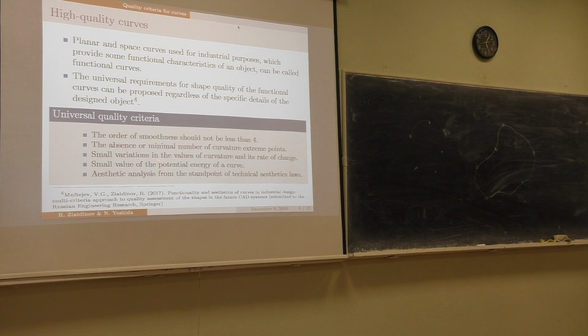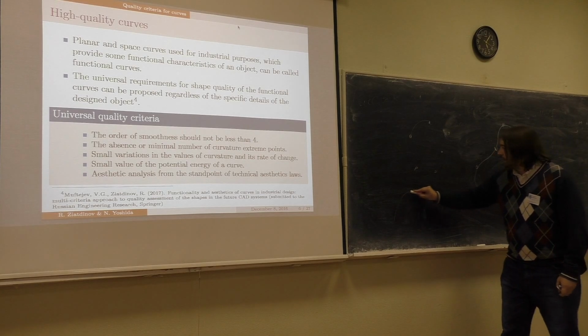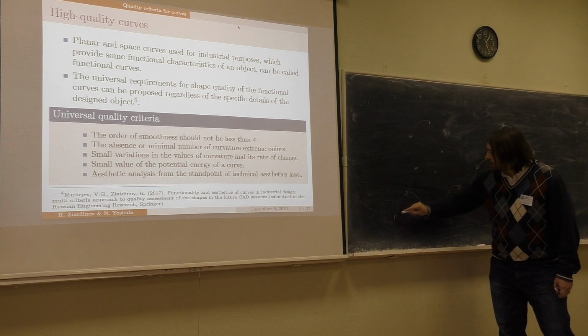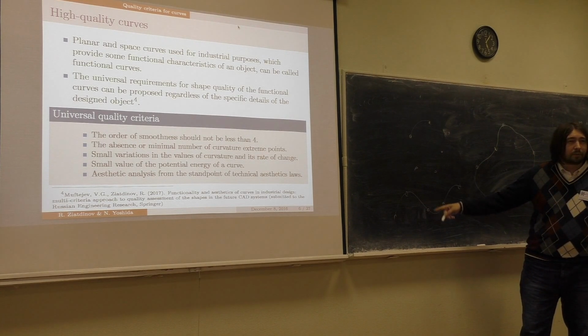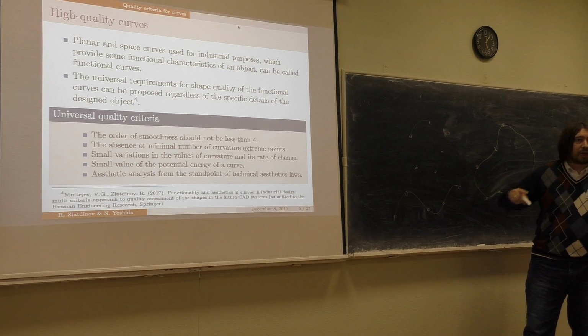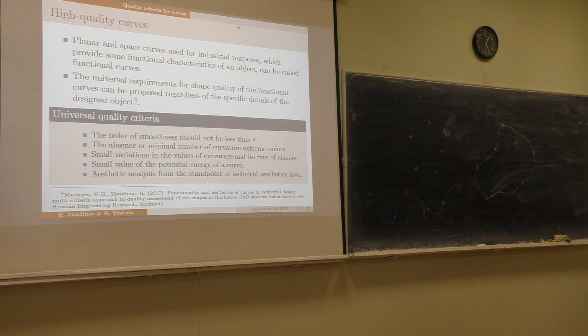The next one is small variations in the values of curvature and its rate of change. This is an important part as well. And small value of the potential energy of the curve. So we have to minimize, or find some values of the functional in a given area where the curve exists, or the regions of curvature monotonicity and so on. And finally, since we study freeform curves, you know that splines are called freeform curves, right? Because they can be easily modified. We just move the control points and the total shape changes. So we call them freeform curves or freeform shapes.